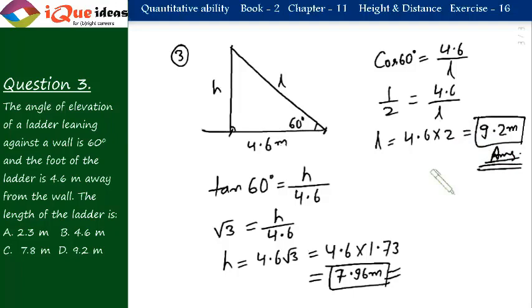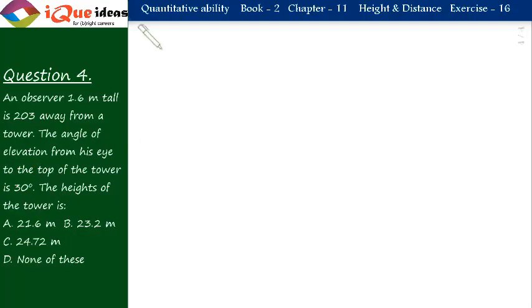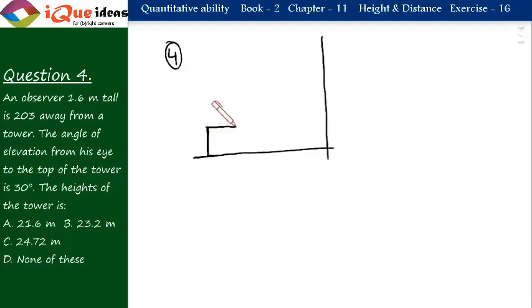Okay. Now the next question, question number 4. An observer 1.6 meters tall is 203 meters away from the tower. The angle of elevation from his eye to the top of the tower is 30 degrees. The height of the tower is, let's see, first draw the diagram. The very important step in all these questions is the diagram. Suppose this is the height of the tower. The man is standing here, right? His eyesight level would be this, and from here, when he looks at the top of the tower, the angle of elevation is 30 degrees, right?